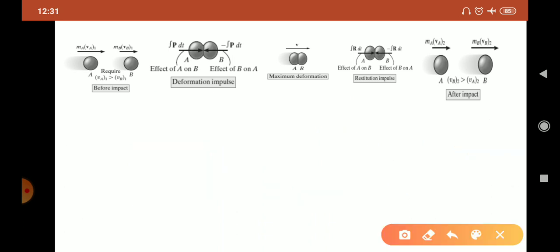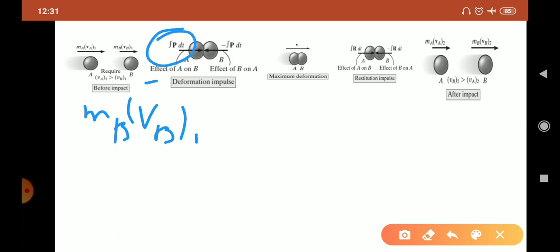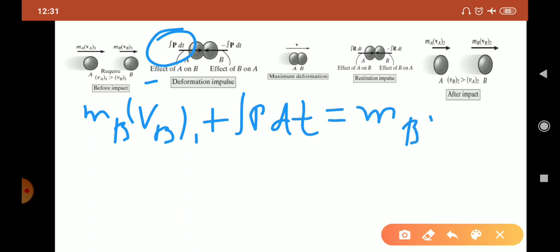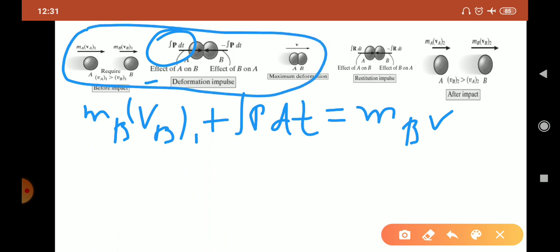Now for body 2, the initial momentum is mb into vb1. Now on body 2, you can see there is an impulse which is pdt. You can see here the effect of A on B, which is pdt. So it will be plus pdt, and that will give us mb into v, in a similar way as we have done for body 1. Now this is equation number 4.